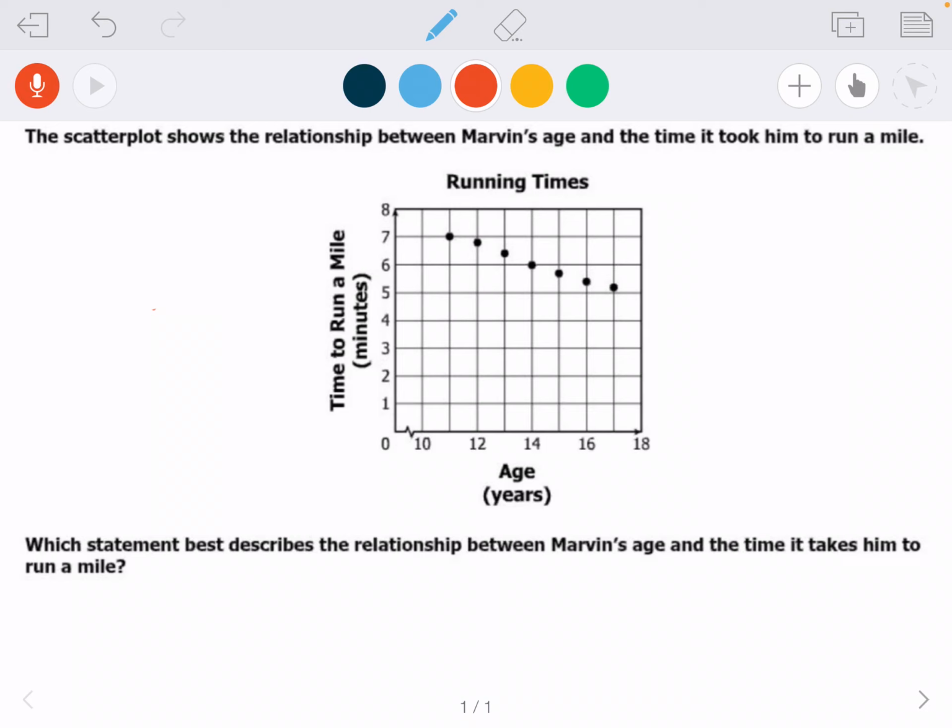Which statement best describes the relationship between Marvin's age and the time it takes him to run a mile? This is a multiple choice question on the Google form. I didn't copy over the answers, but we're just going to talk about this graph.